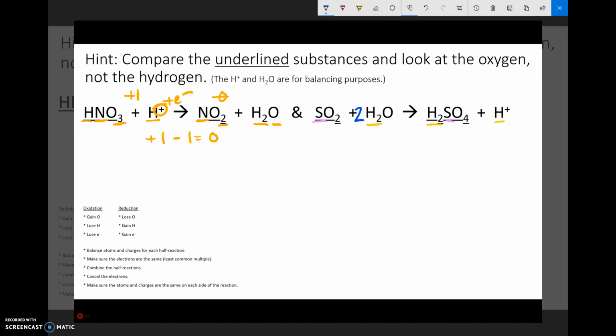We're just going to increase it by 1. And that's the only place that has hydrogen, that water on the reactant side. So then on the product side, how can we make this 4? We already have 2 here. We have 1 here on the hydrogen ions.